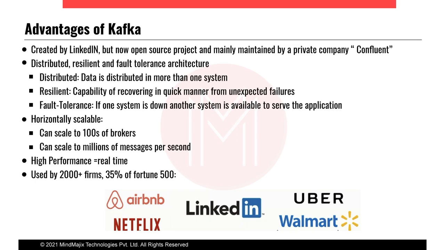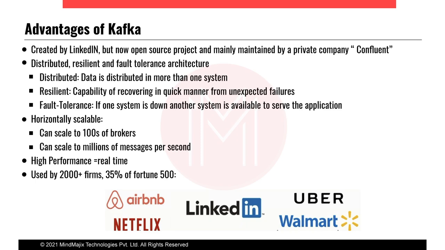So distributed means data is distributed in more than one system. The beauty of Kafka is that it is not a single system. Kafka is a cluster, which means it's a combination of more than one system. So whenever any publisher publishes a message to Kafka, it will be distributed based on the topic replication factor. So what is topic replication factor? Yes, we are going to discuss it in the technical introduction.